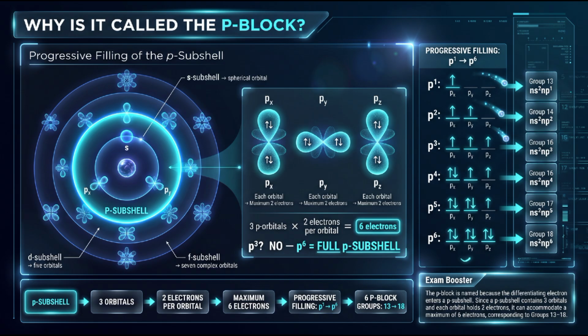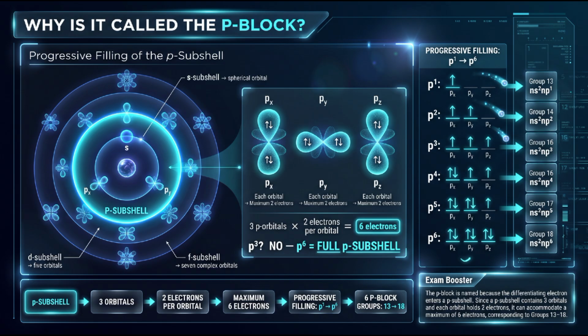After reaching p3, pairing begins. The 4th electron must enter one of the already occupied p orbitals and pair with the electron already present there. This produces p4. The 5th electron produces p5, and finally the 6th electron completes all 3 p orbitals, giving p6. At p6, every p orbital contains 2 electrons with opposite spins, and the p subshell is completely filled.